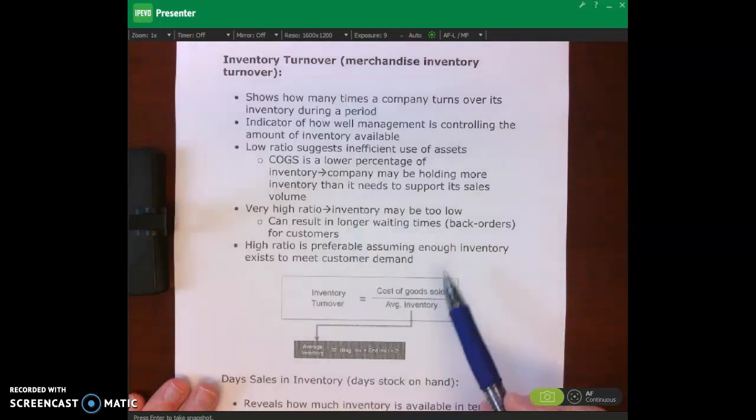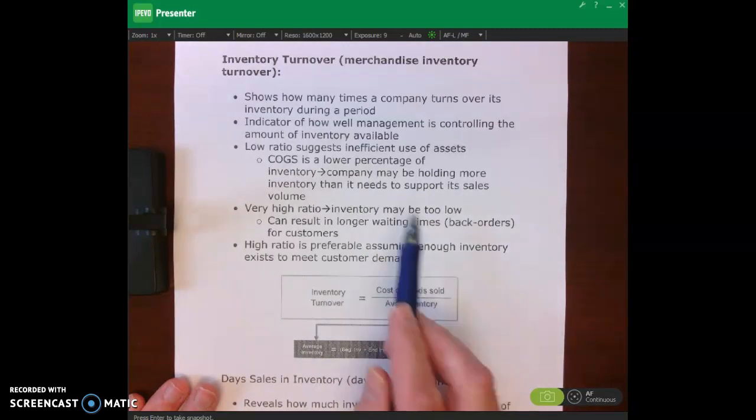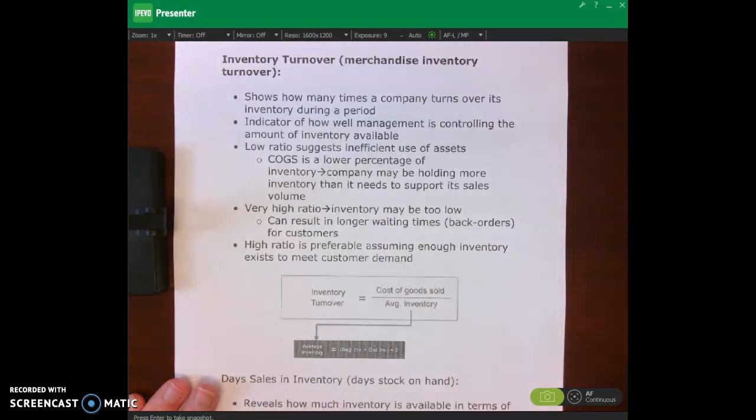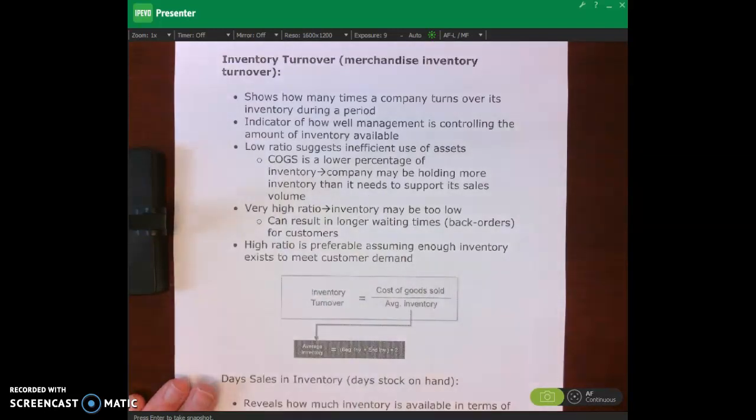When that's really low, that means cost of goods sold is a big percentage, right? That means the company is not turning over its inventory very quickly. Okay, that's what that's telling you. A low ratio is saying they're not turning over their inventory very quickly. Put this in layman's terms: they're not selling their inventory very quickly. That's what that means. And why is this a problem?